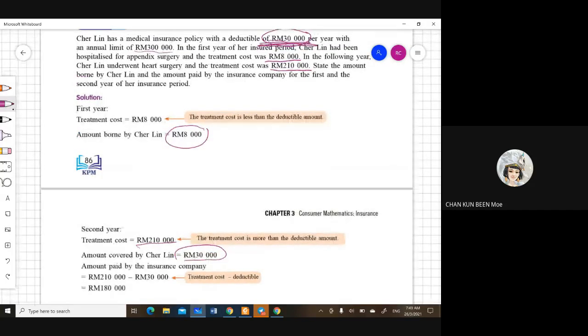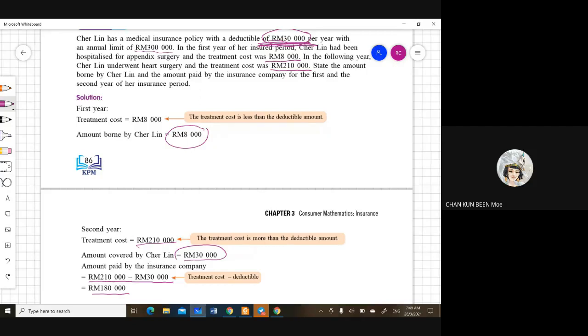This one, the deductible. Okay, and then to find out the amount that is paid by the insurance company, it will be 210,000, the treatment cost, deduct the deductible. This one. Okay, so she can get RM180,000 that is paid by the insurance company.